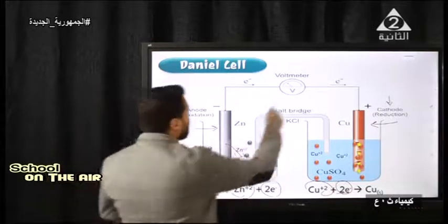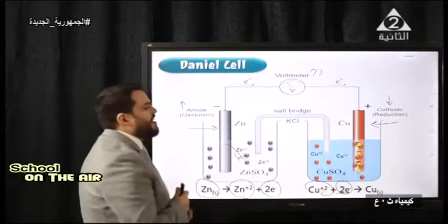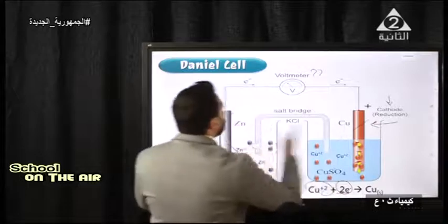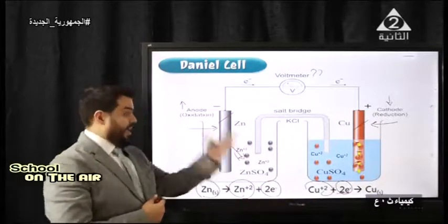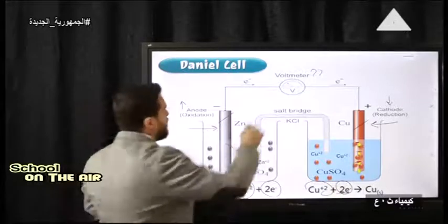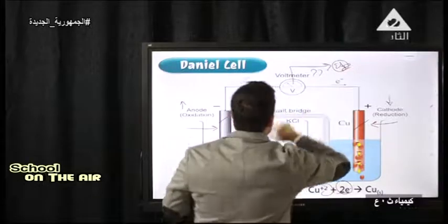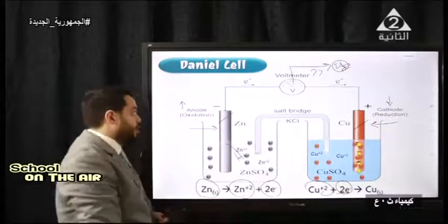Okay, what is this? What is a voltmeter? The voltmeter is an apparatus that is used to measure the potential difference between the anode and the cathode. And by the way, it will measure the electric energy which is going to come out of this galvanic cell. Okay?